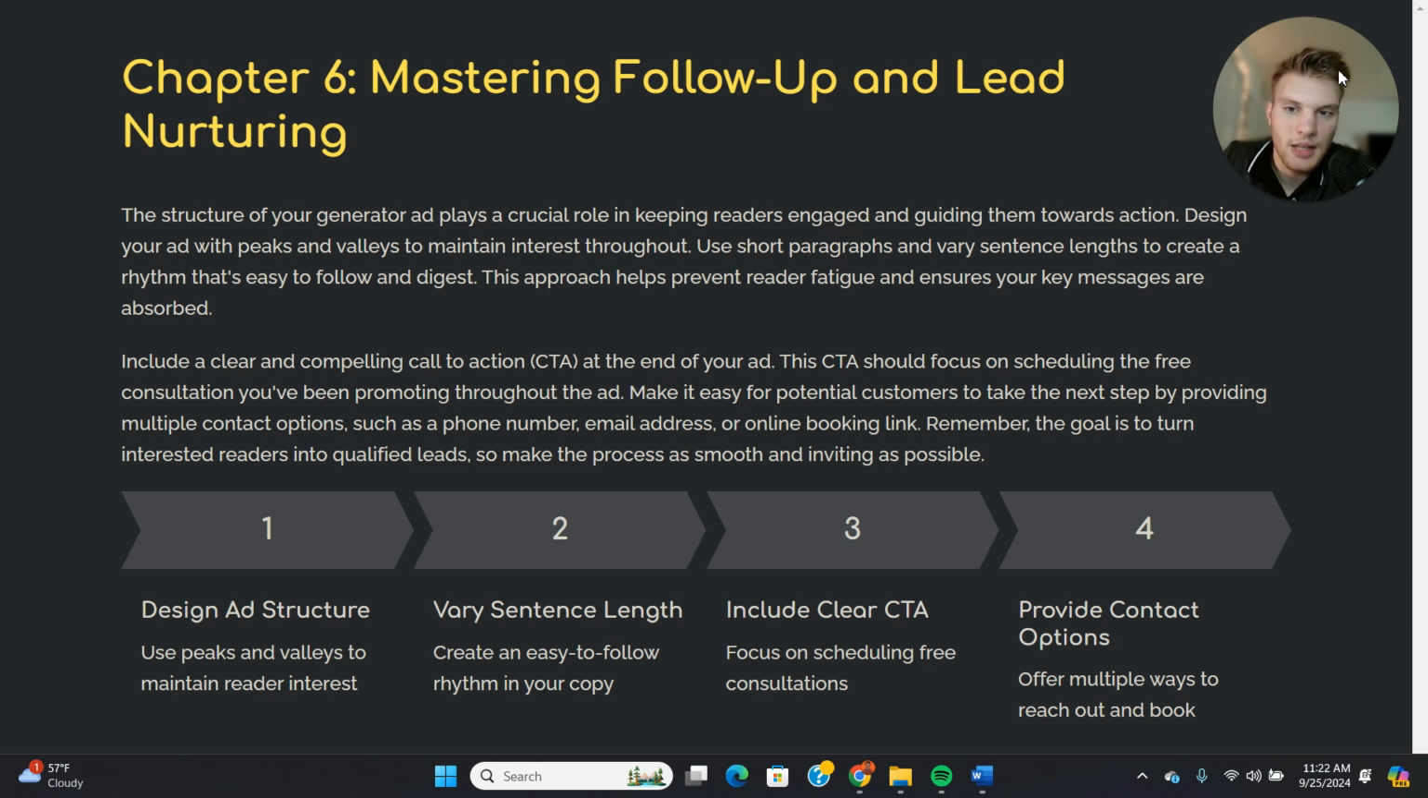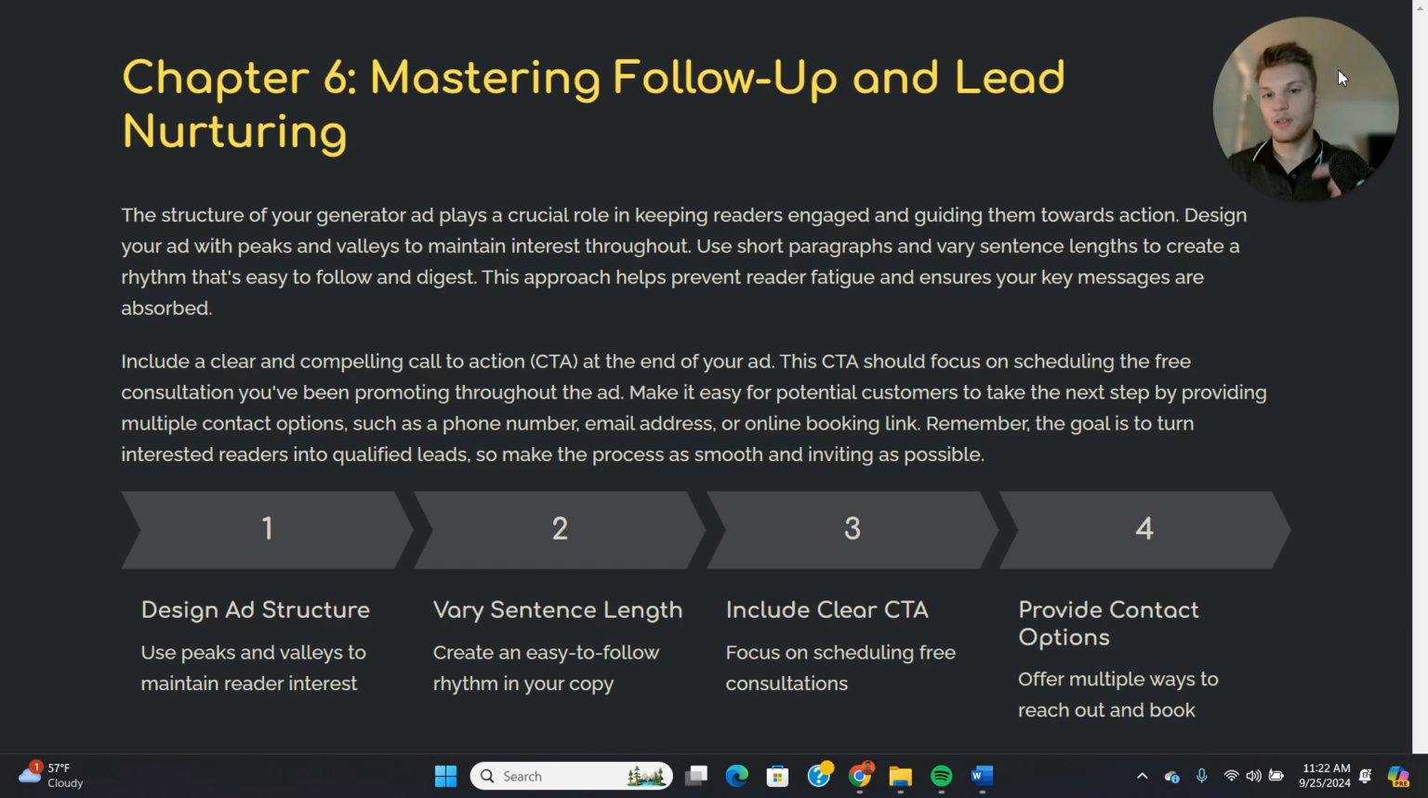And then number 2 is including a clear and compelling CTA or call to action at the end of your ad. So make it super simple and straightforward, like on rails, like a roller coaster. Like there's only one way you can go, right? Make it super clear and simple, exactly where the person needs to go, how they get there, and what they need to do to get, in this case, a free estimate, right?